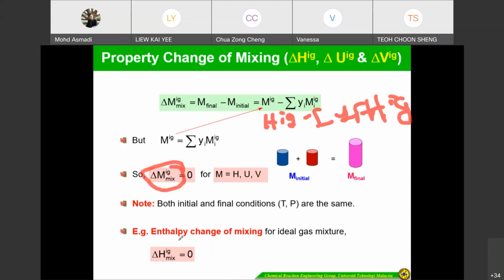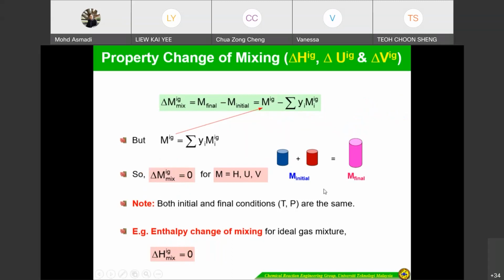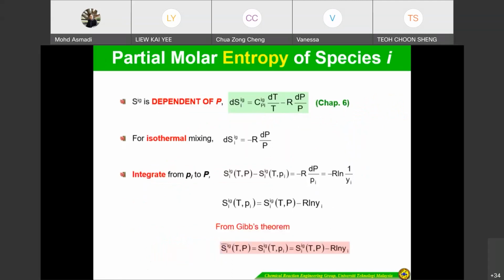Enthalpy change, this is from the derivation in the previous ideal gas mixture, because the initial and final conditions are going to be similar. It's independent of pressure. But the entropy is dependent on the pressure. So you have to remember this.